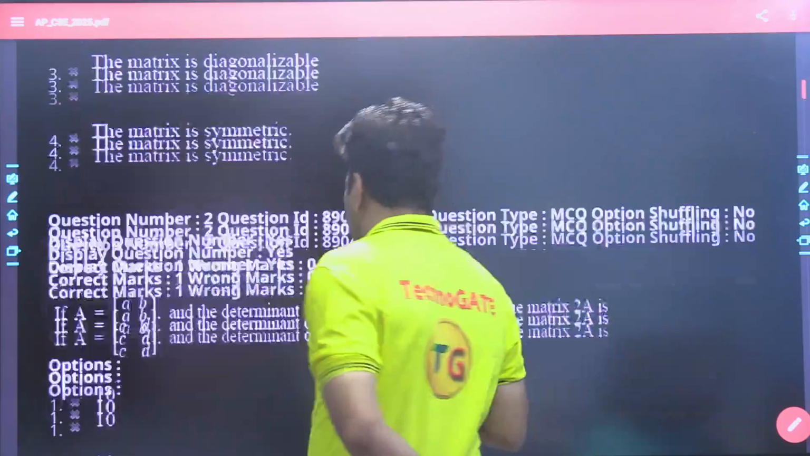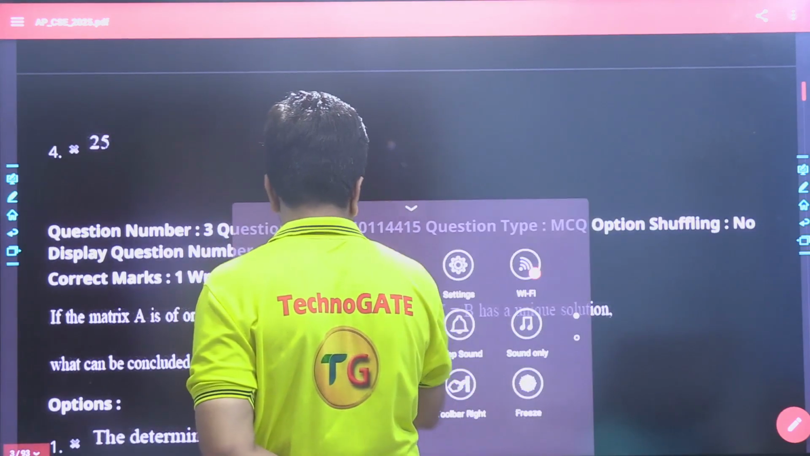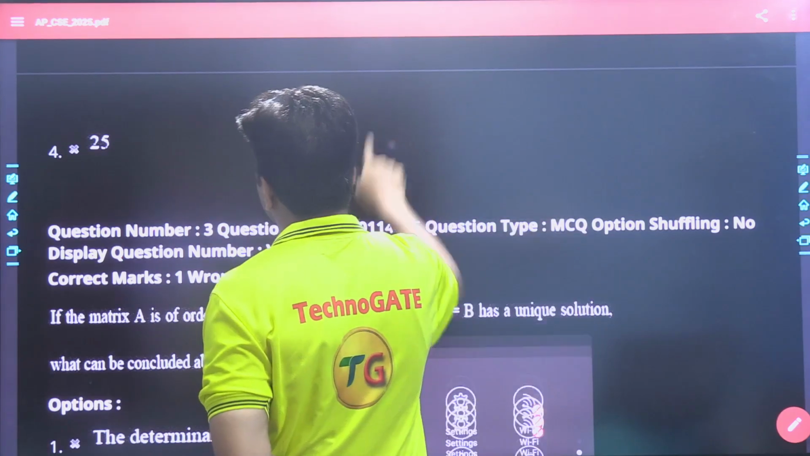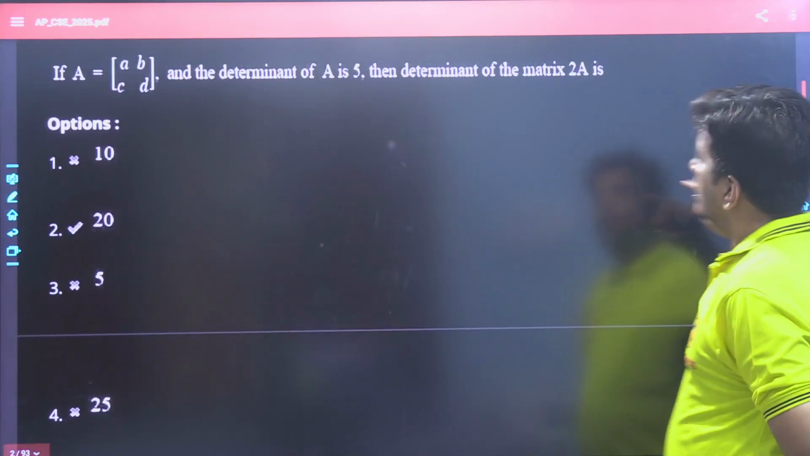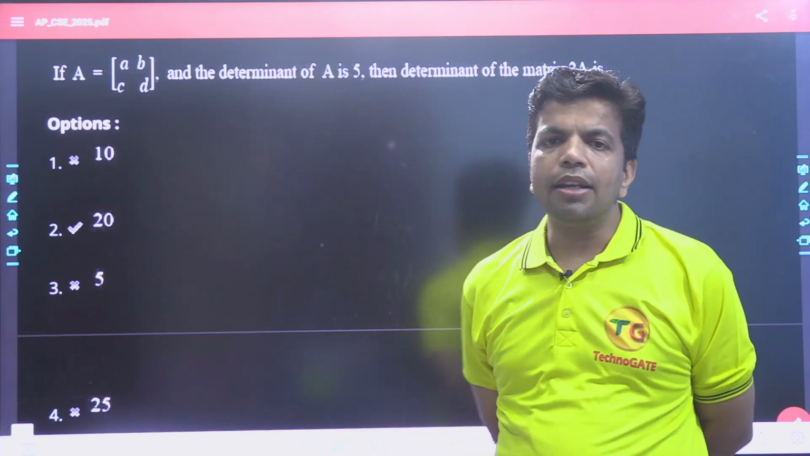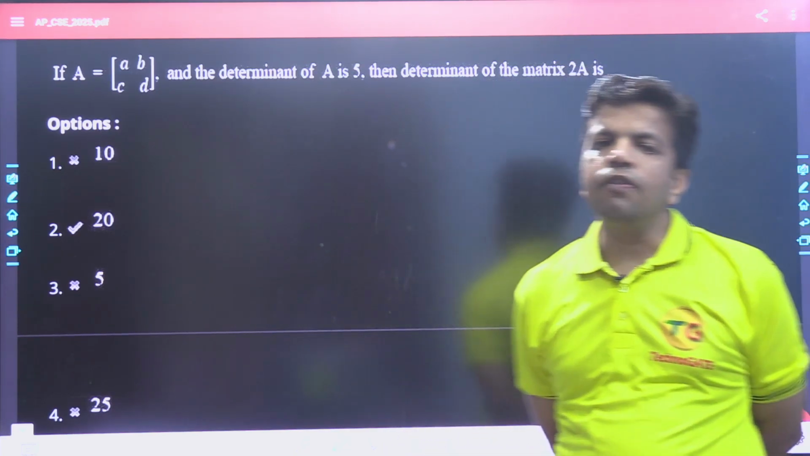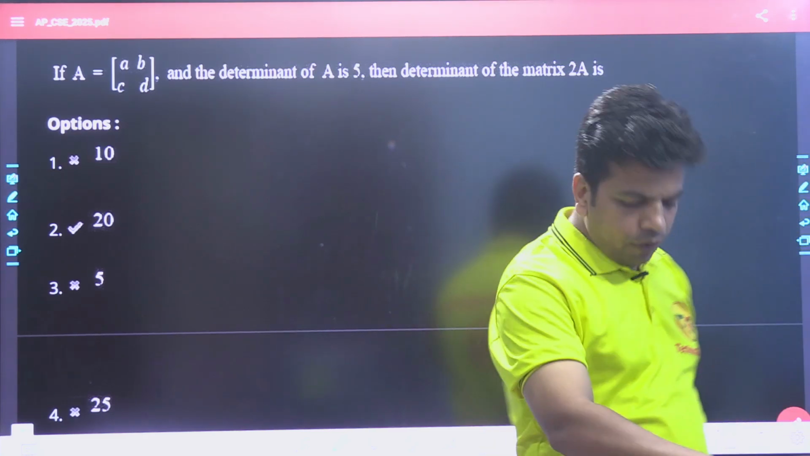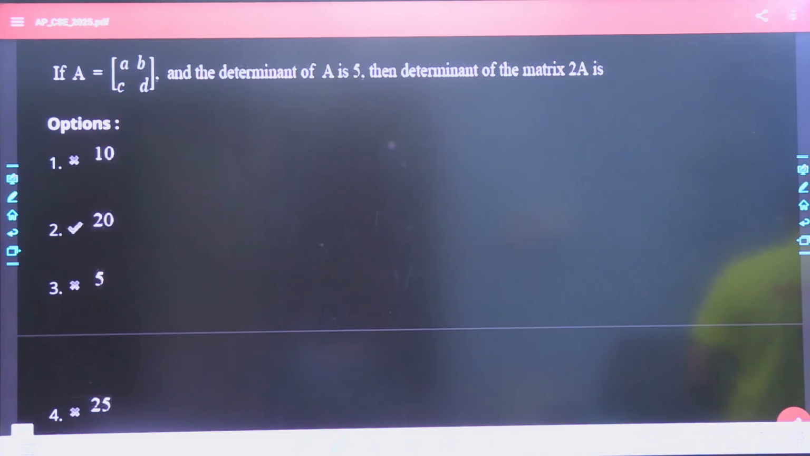Now see the next question on your screen. The second question is: if A is a 2 cross 2 matrix consisting of elements a, b, c, d, and it is given that the determinant of A is 5, they're asking what is the determinant of 2A. So if the determinant of A is 5, then what is the determinant of 2A?